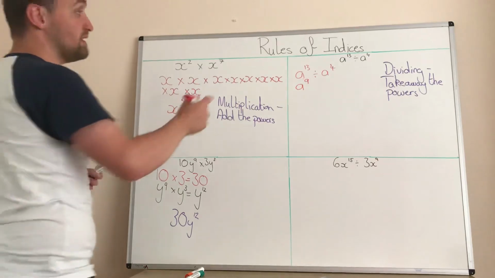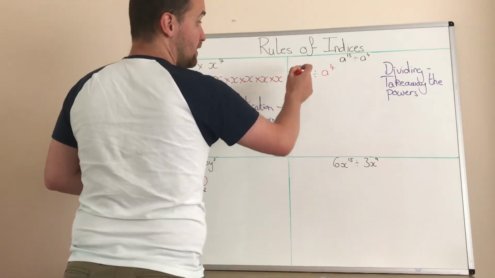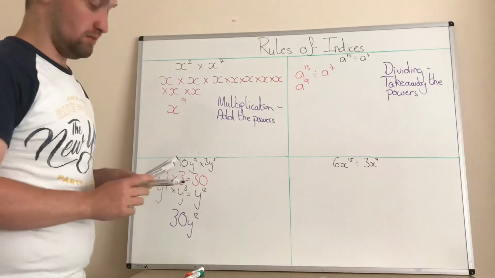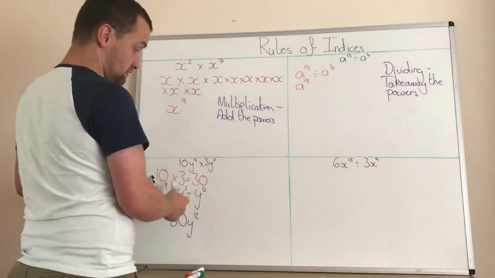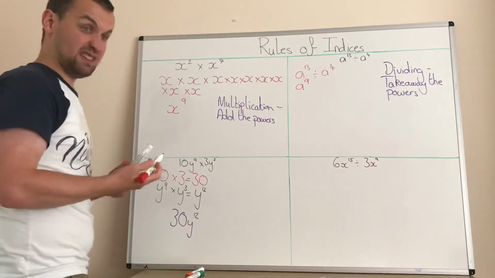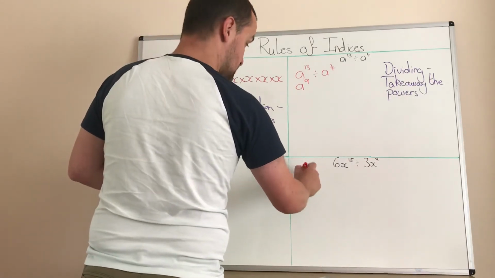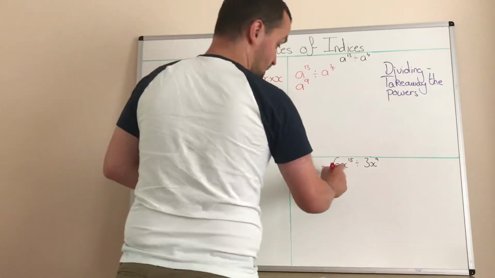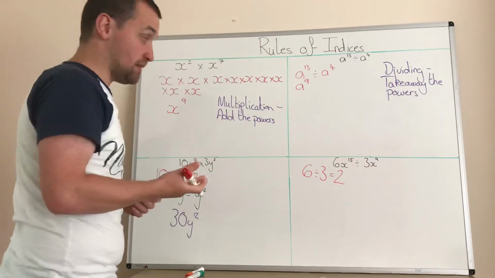So when there's a division sign in the middle and the letters are the same, you need to take away the powers. 13 take away 4 is 9. On this bottom one, it's very similar to this, apart from the sign in the middle. So we're going to work with it in pretty much the same way. We've got a 6 and a 3 there, and there's a divide sign in the middle. So we're going to do 6 divided by 3. 6 divided by 3 is 2, which everyone should be able to do.